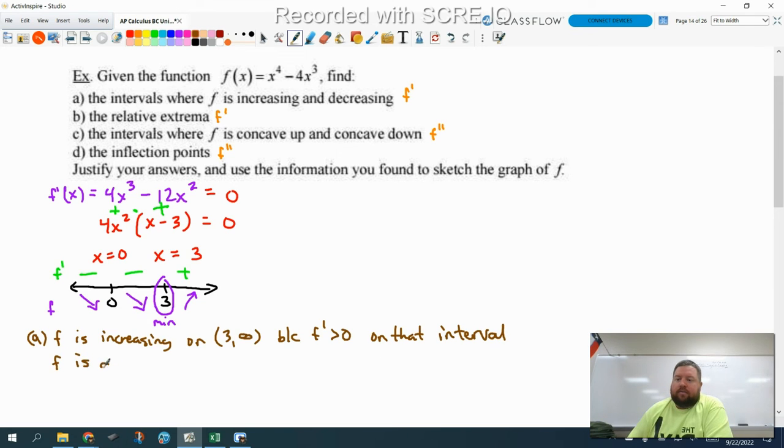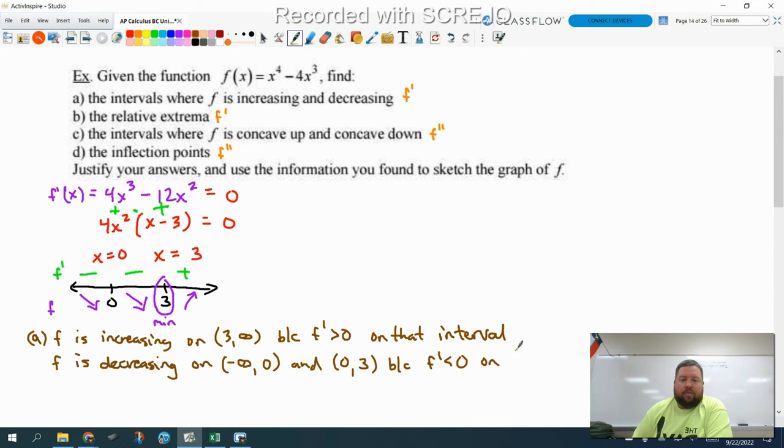F is decreasing on... A lot of people ask, can I just say negative infinity to 3 because it's decreasing? I always caution against that. I think maybe that's okay, but because it's 0, it's a little unclear. Do we include 0? Do we not include 0? So I always separate them out. Most of the answer keys I've seen on FRQs and the answer keys from our homework always separated them out, so that's what I do as well. So I go negative infinity to 0 and 0 to 3. And we know that because f prime is less than 0 on those intervals.